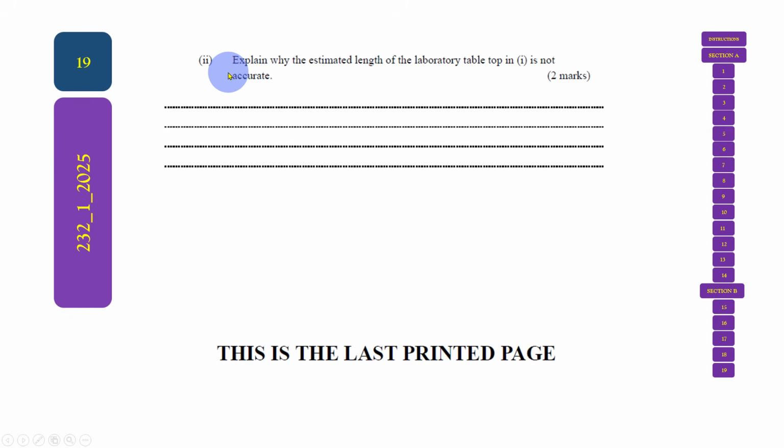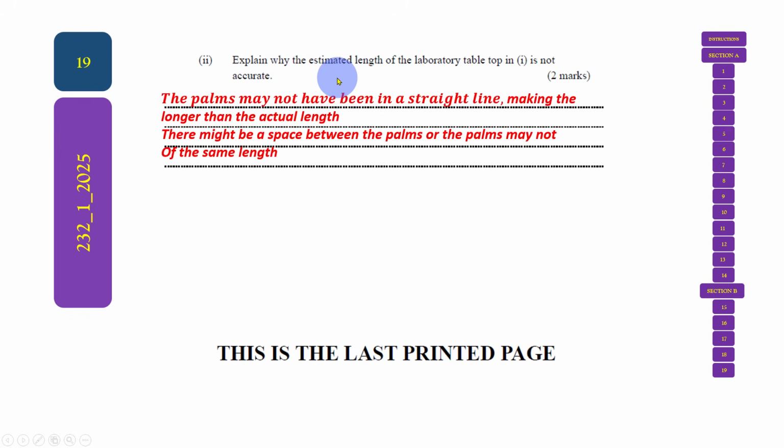Part 2 of that, we are asked, explain why the estimated length of the table top in 1 is not accurate. Of course, it will not be accurate for several reasons. The palm may not have been in a straight line. Had she laid her hands along the table, she may not have done that in a straight line. You know, there might have been a bit of crookedness along the line, making it longer than the actual length.